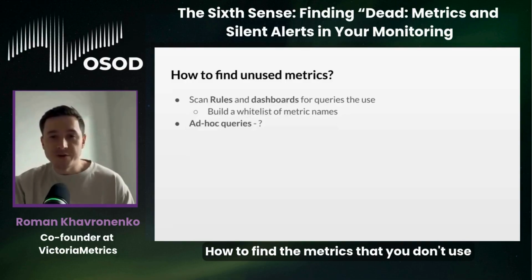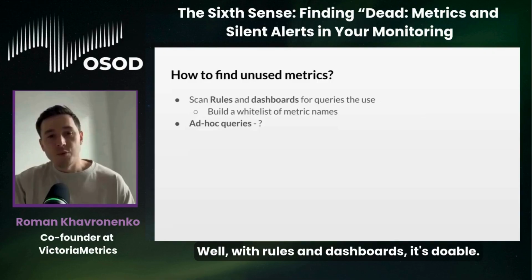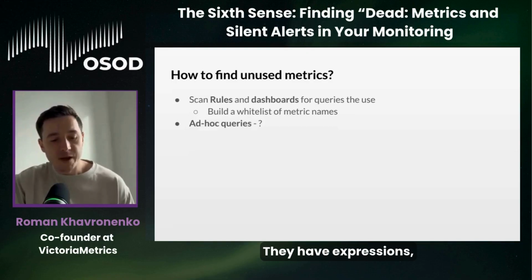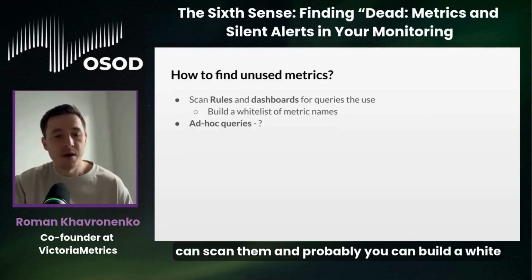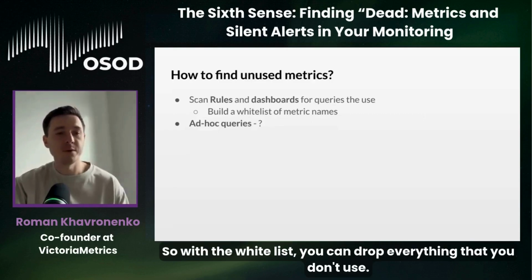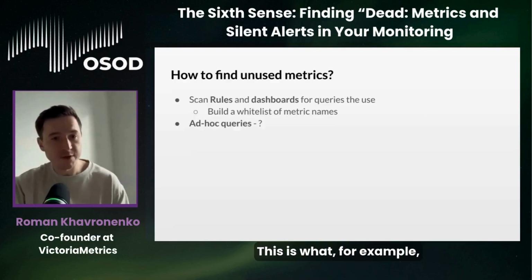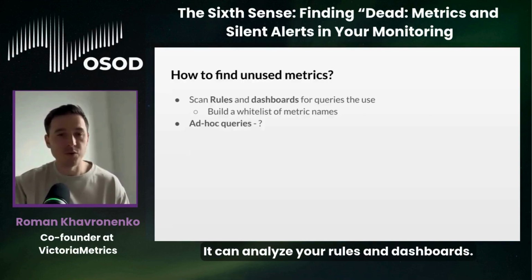How to find the metrics that you don't use so you can get rid of them? Well, with rules and dashboards, it's doable. They have expressions, metric selectors baked in the rules expression, in dashboard queries. You can scan them, and probably you can build a whitelist of metric names that you are using, right? So with the whitelist, you can drop everything that you don't use. This is what, for example, Mimir tool can help you with. It can analyze your rules and dashboards.